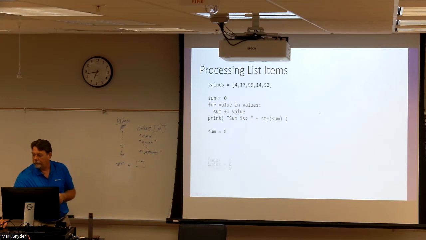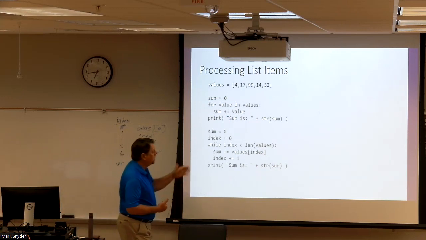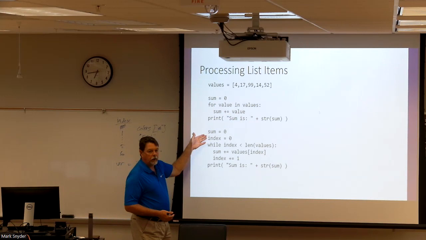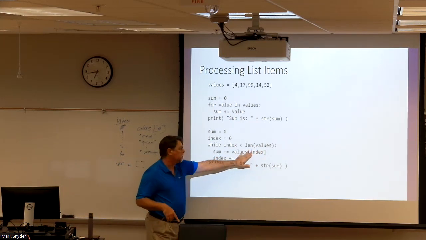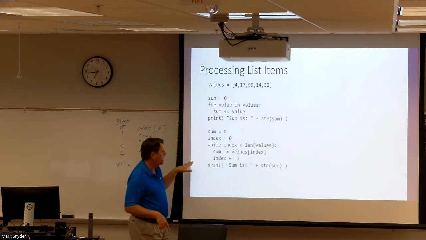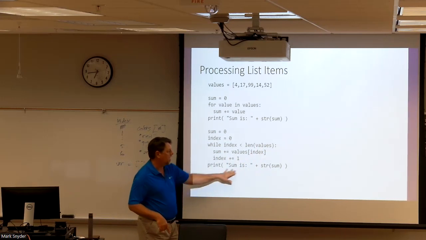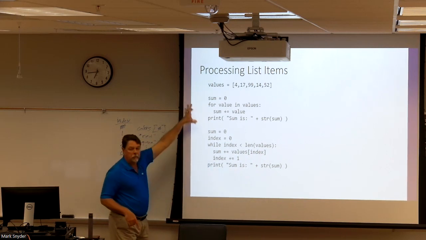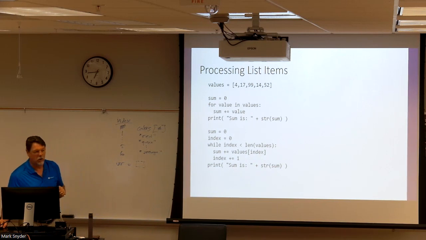Here's another way to do that. Should feel very familiar and comfortable. I set my sum to 0, index to 0. I loop while my index is less than the number of items in the list. I add them up. I modify my loop variable. And then at the end, I print my sum. Do the same thing, right? So you can probably guess I'm going to show you an easy way to do that, right?